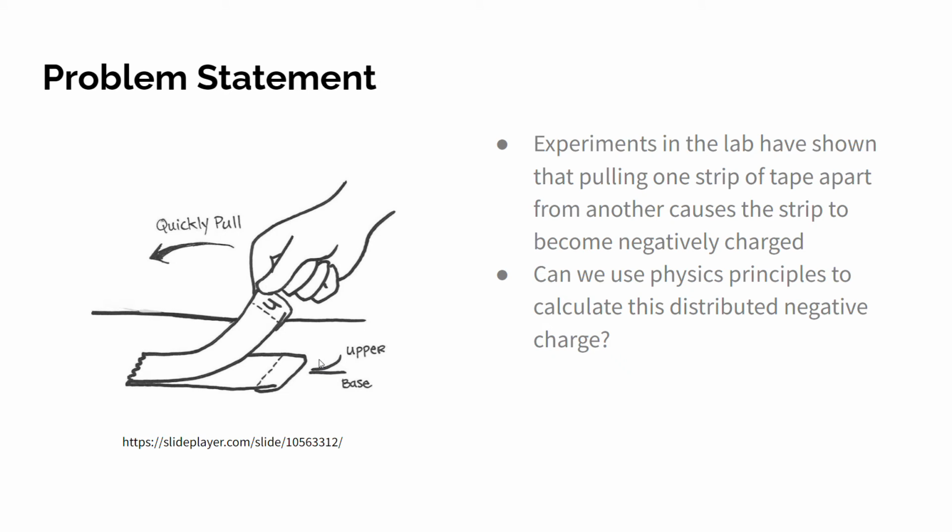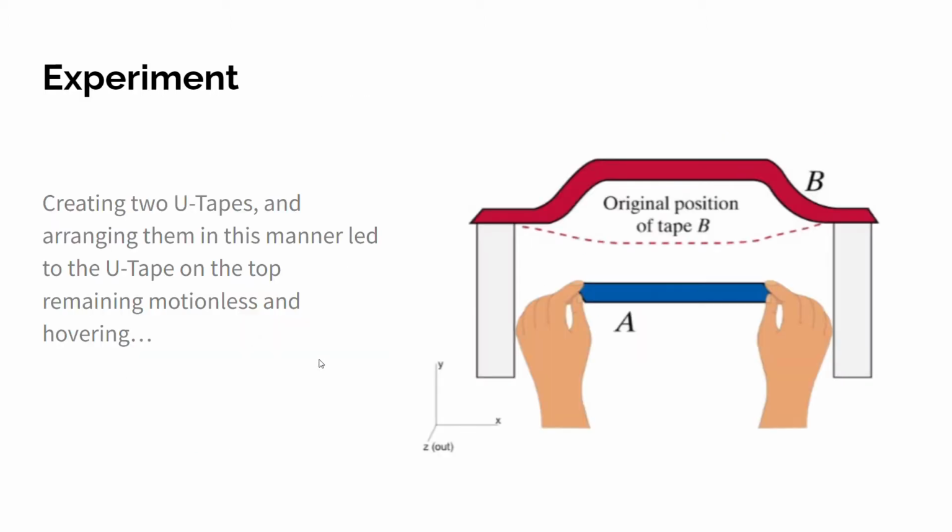We've seen that in the lab, pulling one strip of tape apart from another causes that strip to become negatively charged, so our goal is to, as accurately as possible, calculate the charge on this negative tape. In the experiment, we created two U-tapes and then arranged them with one suspended above the other and made them close enough that the effects of the two charges on each other were apparent, and the tape on the top actually became floating motionless in the air.